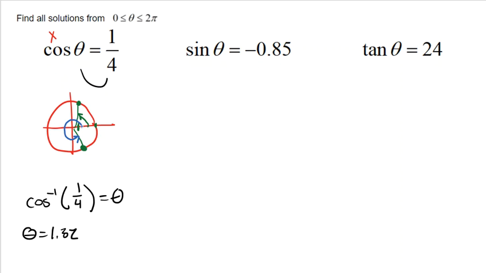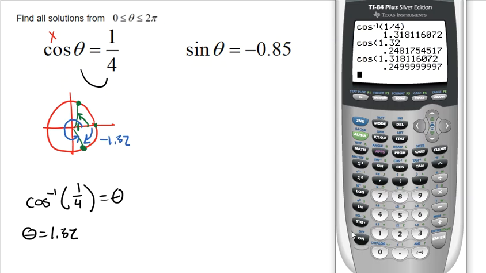Boy, you got to use your brain. Now, the other answer is the one in blue. But there's where I got to think about symmetry. If that green angle is 1.32, this angle right here is negative 1.32. And again, just confirm that real quick. Cosine of negative 1.32, again, pretty close to 0.25.